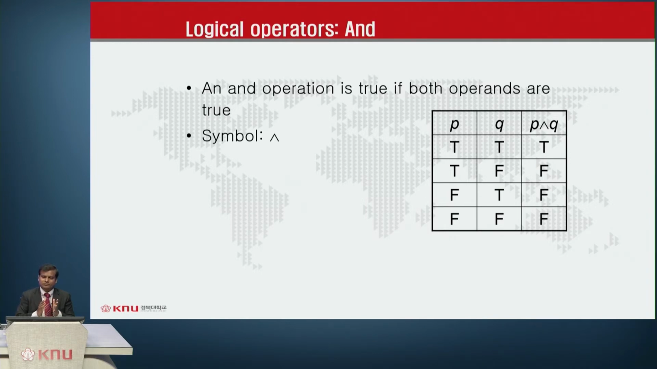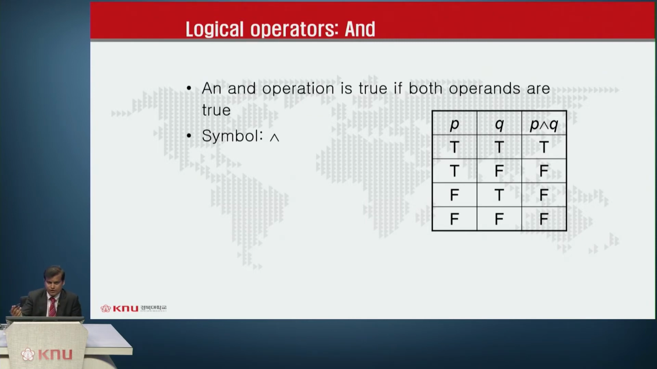So when P and Q are true, the output of P and Q is true. But on all other occasions, when P is true and Q is false, when P is false and Q is true, when P is false and Q is false, on all other three occasions you can see the output P and Q is false.